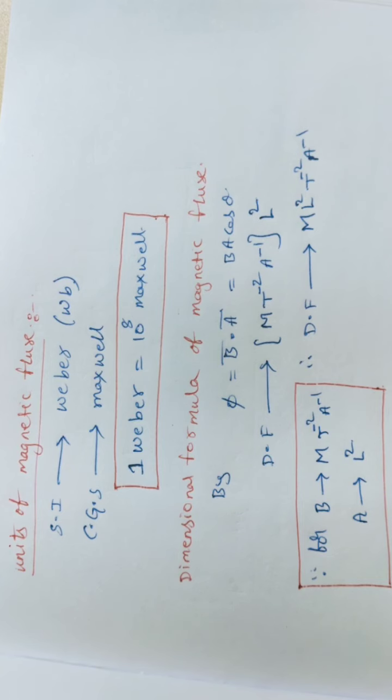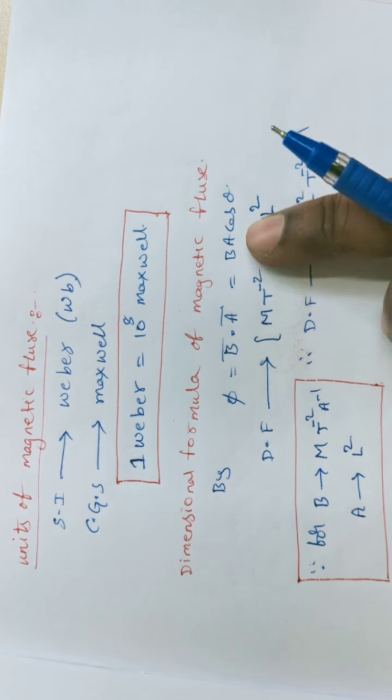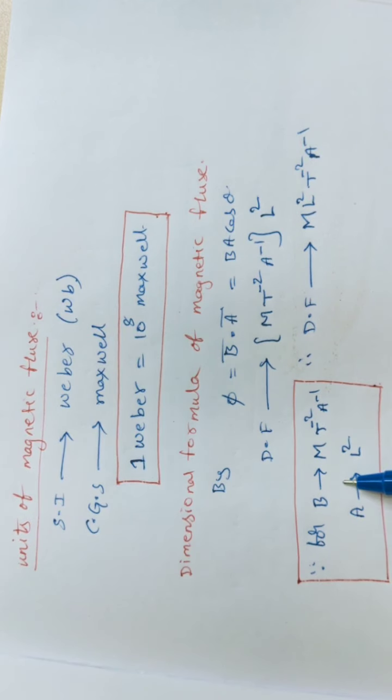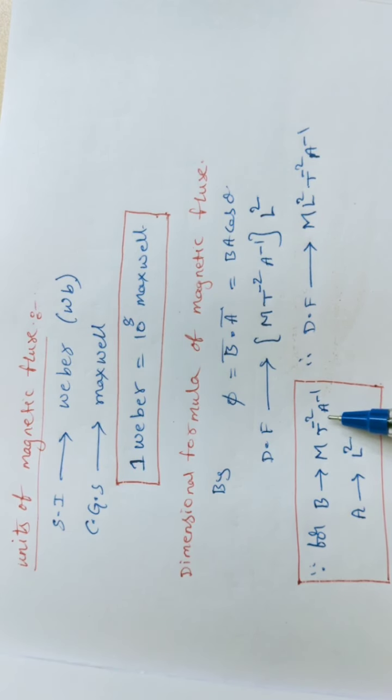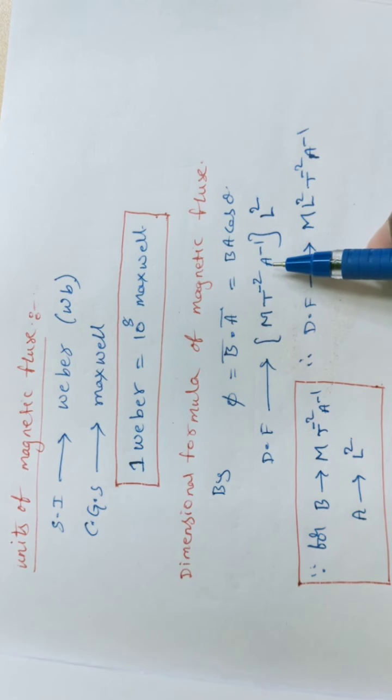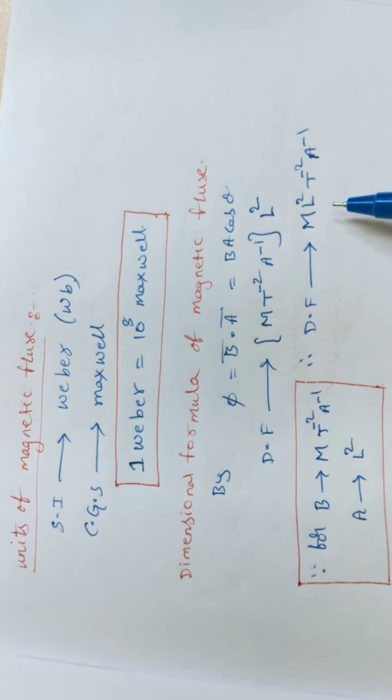So we will go for the dimension formula for magnetic flux. How can we represent it here? Flux is equal to B bar dot A bar, we know that is BA cos theta. One thing remember all of you students, for B we have M T power minus 2 A power minus 1, which we already explained in the last class, and for area L square is the dimensional formula. By substituting, we write M T power minus 2 A power minus 1 into L square. So the dimensional formula becomes M L square T power minus 2 A power minus 1.